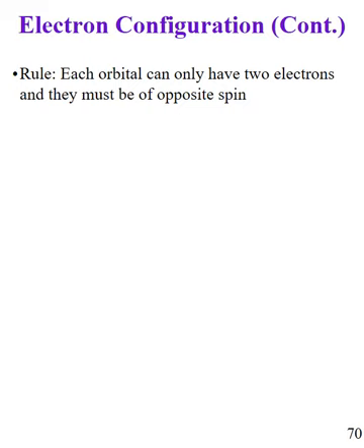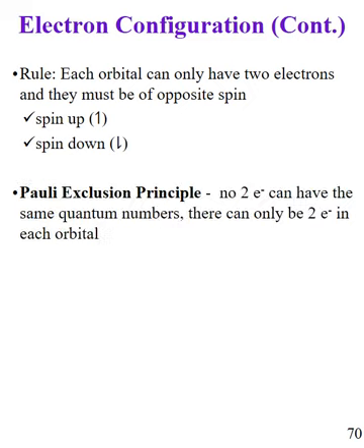When we're doing electron configuration, another rule is each orbital can only have 2 electrons and they must be of opposite spin. We've already talked about this. You can have a spin up, so you have a half arrow going in the up direction, and you can have a spin down, so an arrow going down. The second rule is the Pauli exclusion principle. It says no 2 electrons can have the same quantum numbers. There can only be 2 electrons in each orbital. Again, we've talked about that.